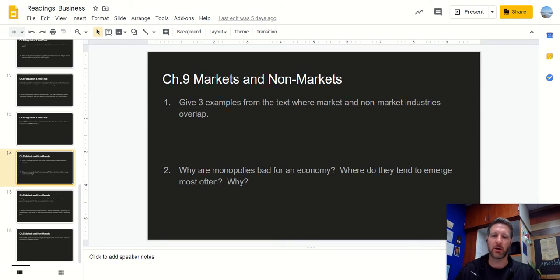Chapter 9, markets and non-markets, helps sum up the big ideas from the previous four readings. Question number one: give three examples from the text where market and non-market industries overlap. When we say market and non-market, we're talking about free market businesses where people have to compete and use profits and losses, all what we think of as business. Non-market industries means government industries set up through regulatory commission, through antitrust laws, or through government seizure of that industry.